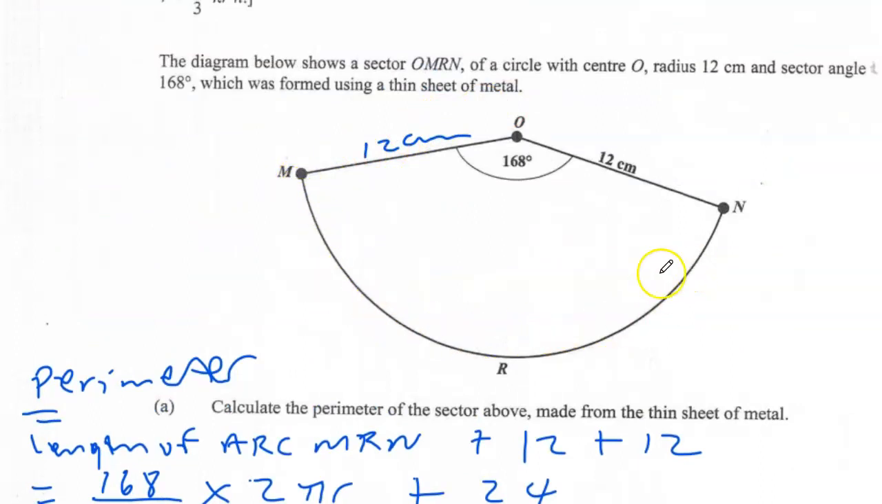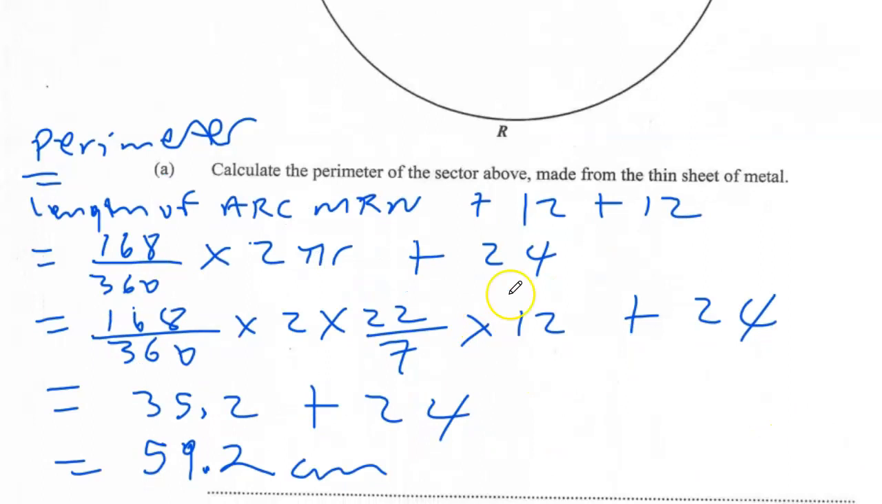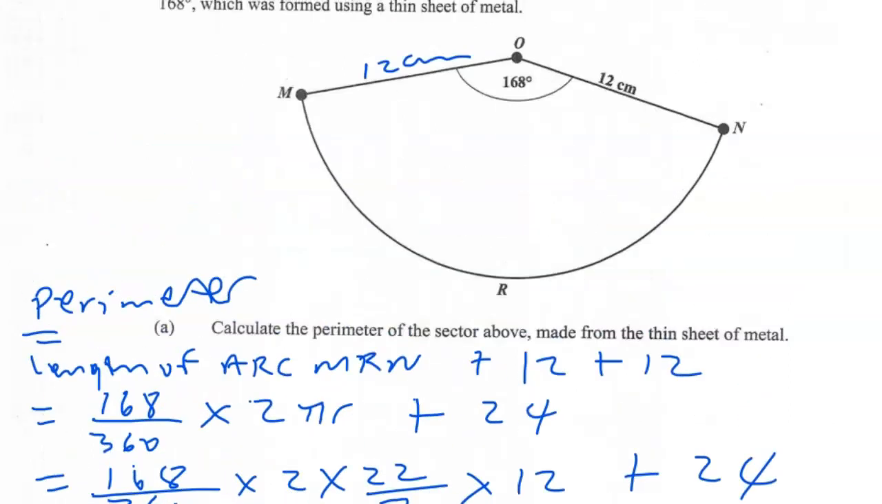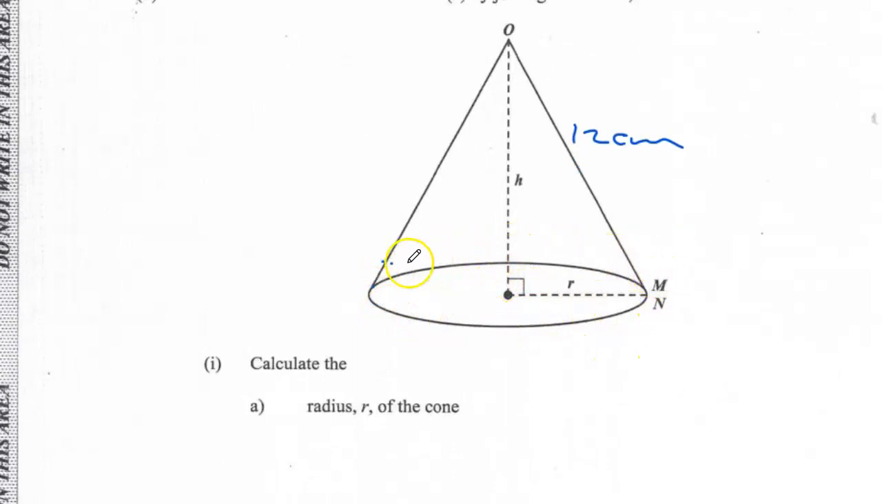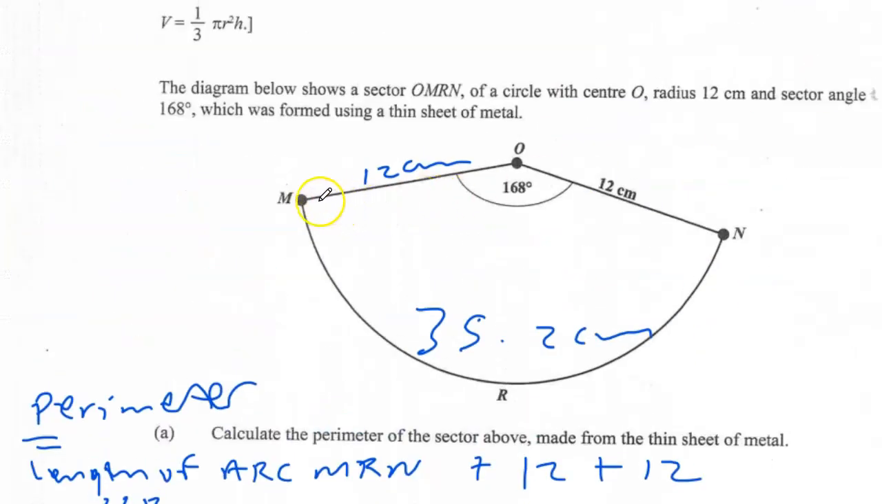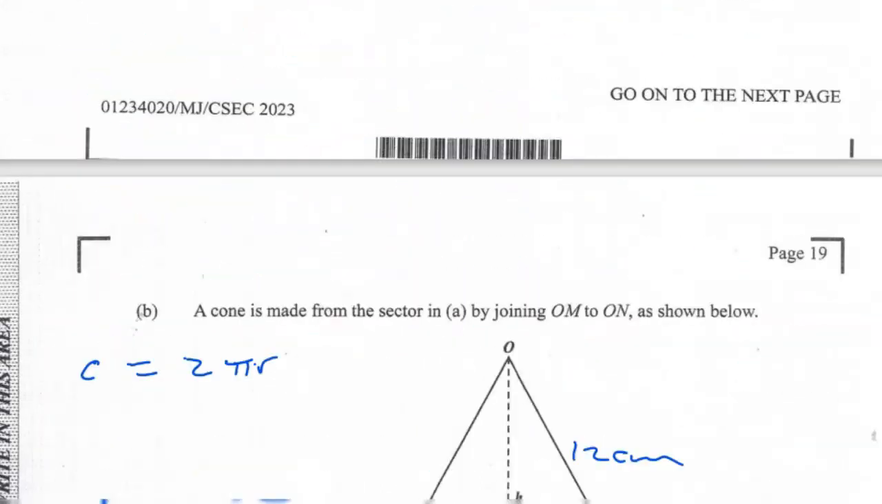So the circumference is now just this arc MRN, and we found that to be 35.2. When we were finding the perimeter, the arc section was 35.2. So the circumference of the cone now is just the circular part of the cone, 35.2. We can use that to calculate r. Remember, for a circle, C equals 2 pi r. We're using this now to form the new circumference for the cone, the circular part. So it's 35.2.